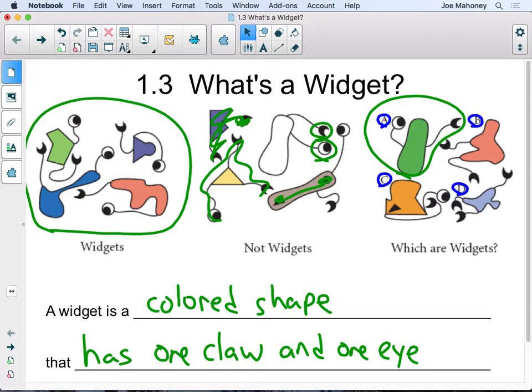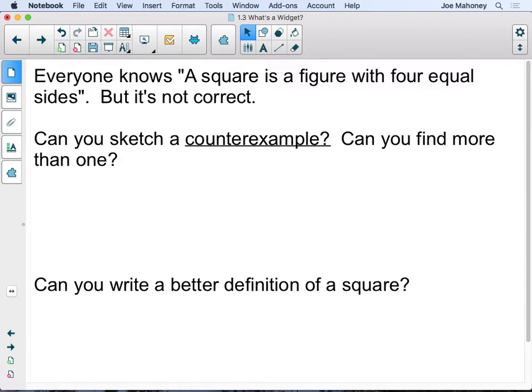Now, please understand something. We're not going to talk about widgets this year, but the process you did was writing a good definition. You looked at what widgets had in common and then what differentiated it from others. And that's the important thing for today.